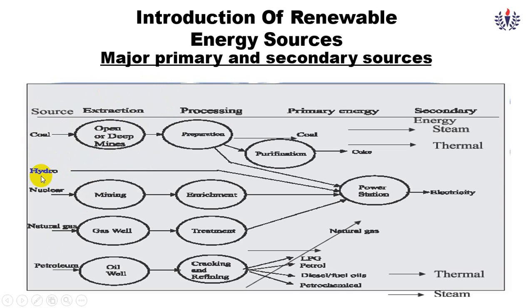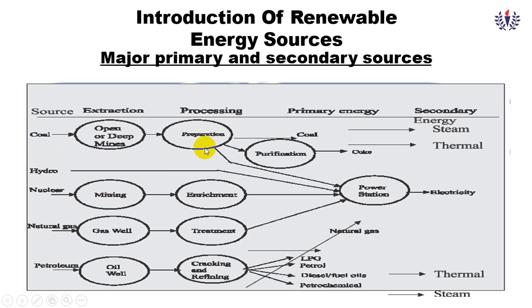And hydro is from rainwater, you can directly get the source. And nuclear is also done by mining, maybe uranium, thorium or plutonium. Natural gas is also from oil and gas wells, and petroleum is also the same case. So how is it converted? So here you can see it is not ready to use. You have to do some processing.